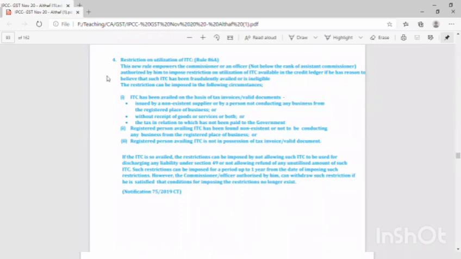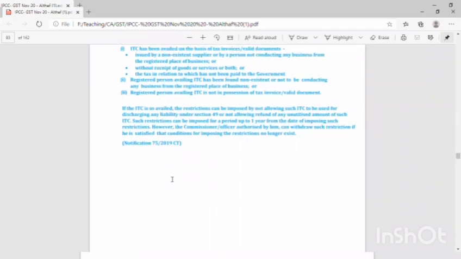This you can expect as a theory question because there is nothing to ask in problem-like questions. So you can expect theory from this area. What they're saying is that the commissioner or the department can restrict the ITC if it is found ineligible. They can directly restrict. So you can just read this. This is another amendment in the ITC chapter.